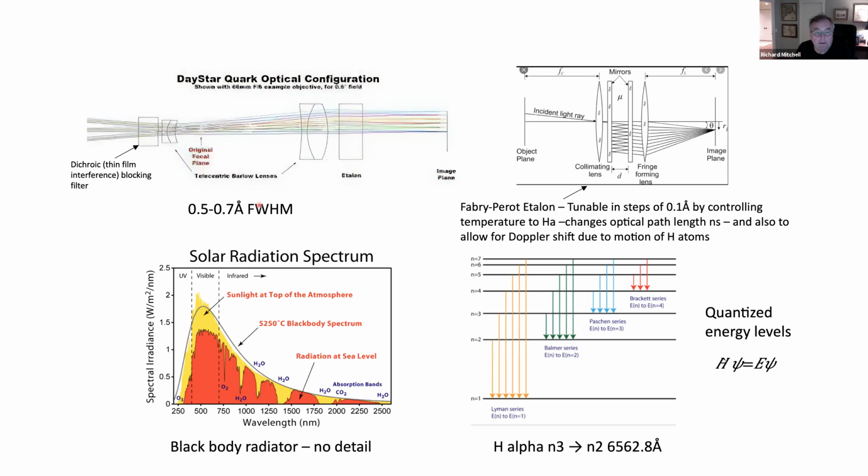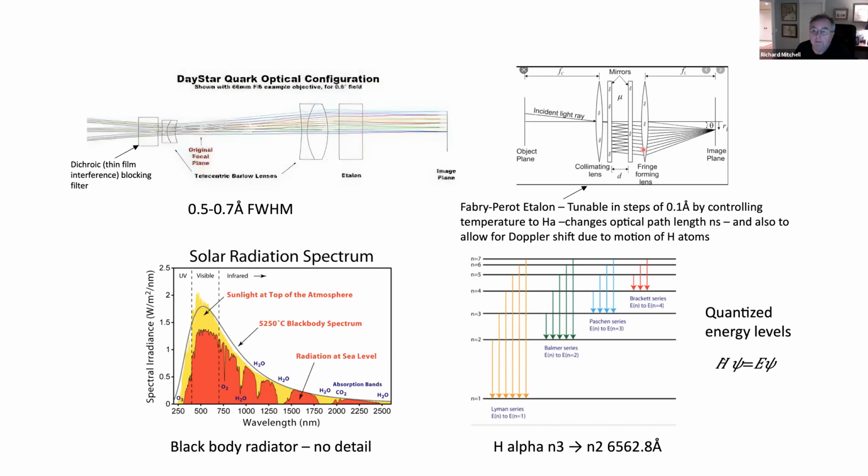The bandwidth is quite narrow, half an angstrom, and it's tunable. What you do is you change the temperature of the air in the etalon. As you change the temperature, you change the optical path length, which is the refractive index times the actual path length. You can tune it in steps of 0.1 angstrom. That enables you to get a very precise match with the hydrogen line that you're looking at, which goes from n=3 to n=2 in the Balmer series.